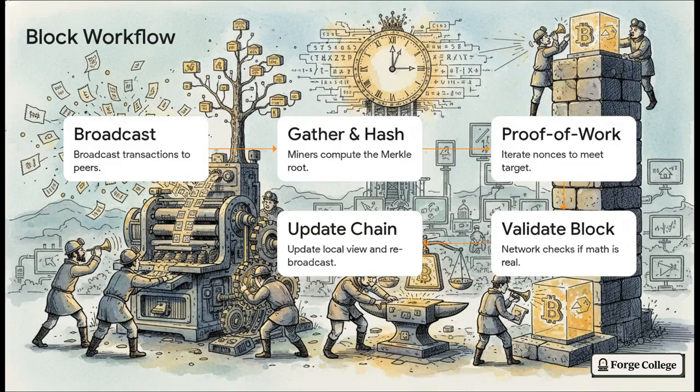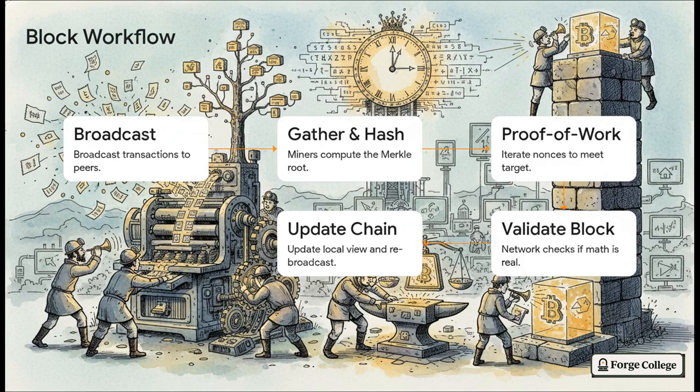So following our box analogy, let's look at the exact step-by-step workflow of how a simple transaction gets boxed up and cemented into permanent history. First, a transaction is shouted out to the network. Second, the miners gather those receipts into a candidate box and compute that tiny compact list, the Merkle root.